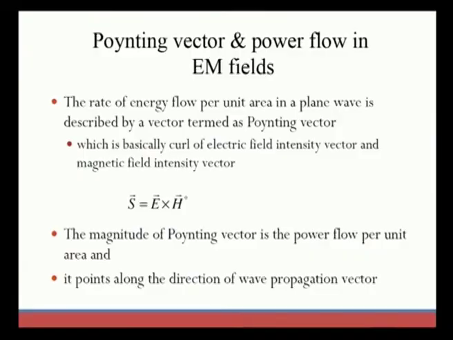The Poynting vector's definition says the rate of energy flow per unit area in a plane wave is described by a vector termed the Poynting vector. So we need to know the rate of energy flow per unit area, and that will be measured in terms of a vector. That is termed a Poynting vector.